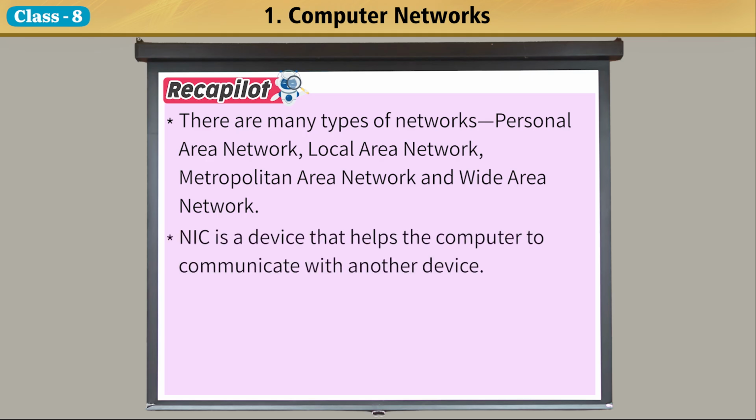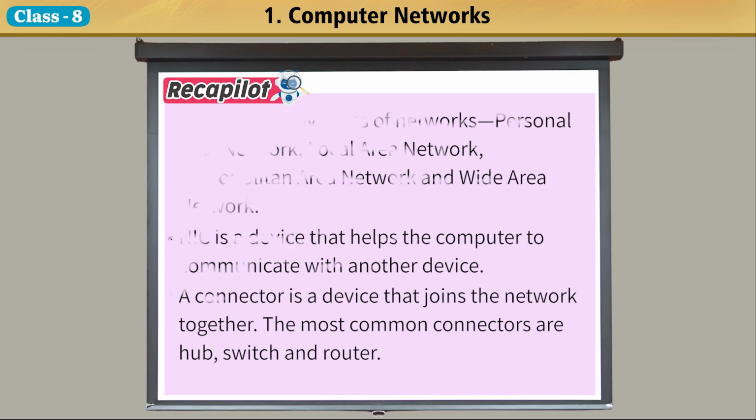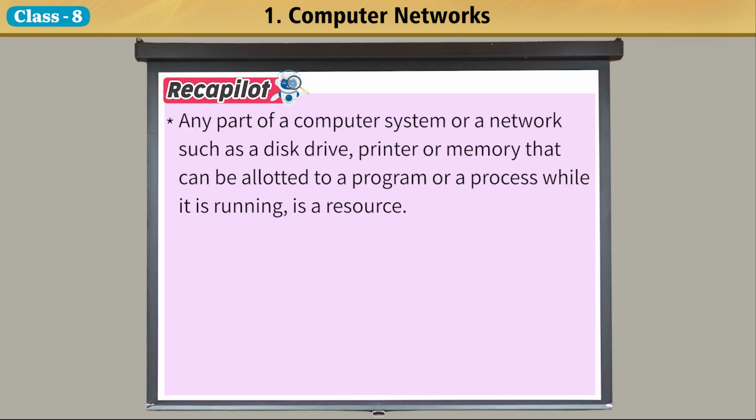NIC is a device that helps the computer to communicate with another device. A connector is a device that joins the network together. The most common connectors are hub, switch and router. Any part of a computer system or a network such as a disk drive, printer or memory that can be allotted to a program or a process while it is running is a resource.